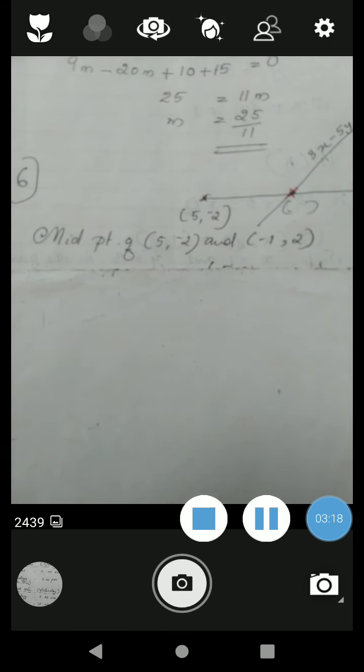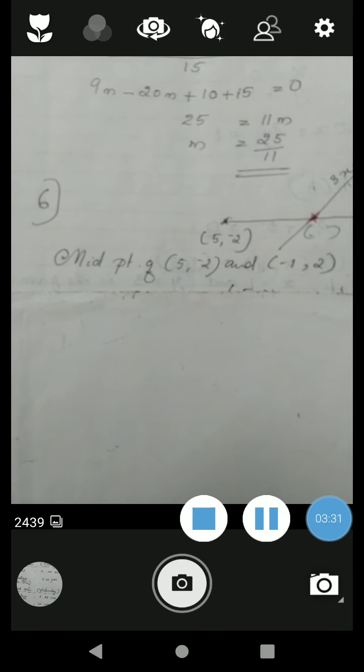Now question number 6. You can see. Clear? Okay. Just look here. I'll read the question. Does the line 3x - 5y = 6 bisect the join of (5, -2) and (-1, 2)? That is the question.